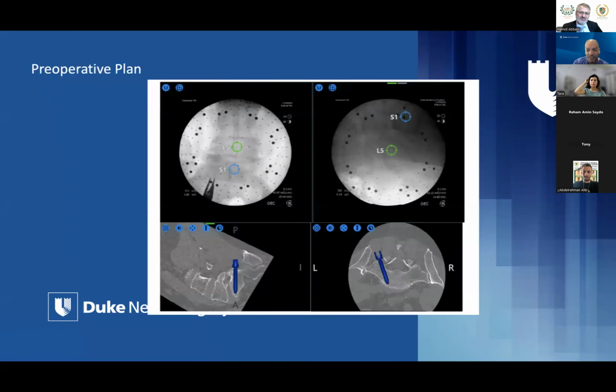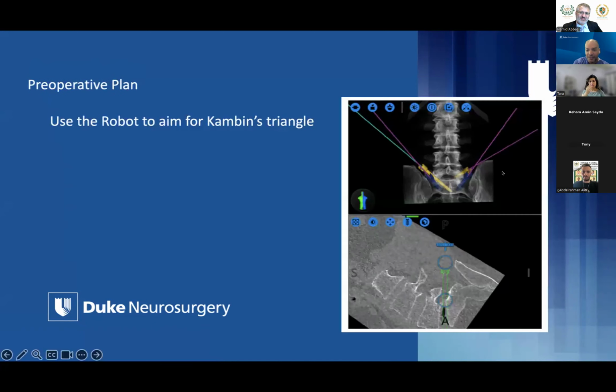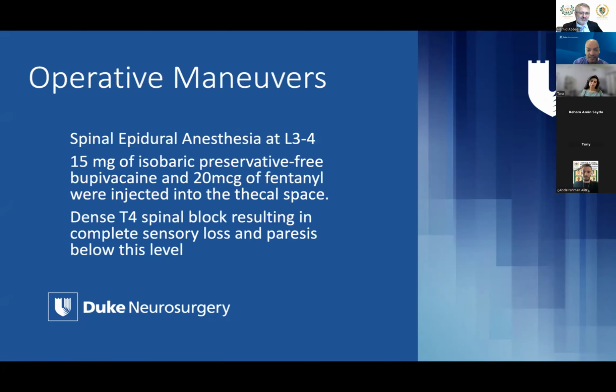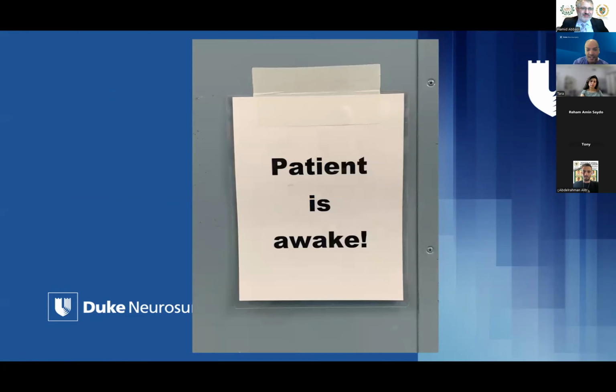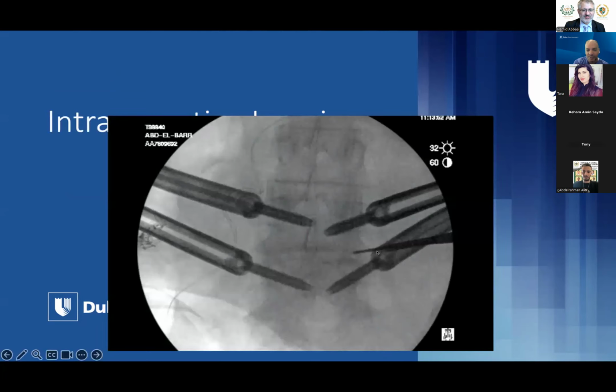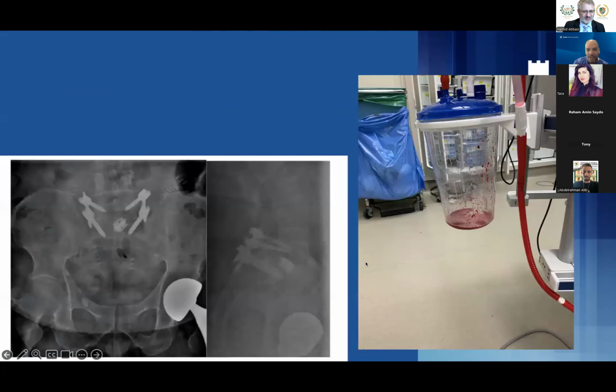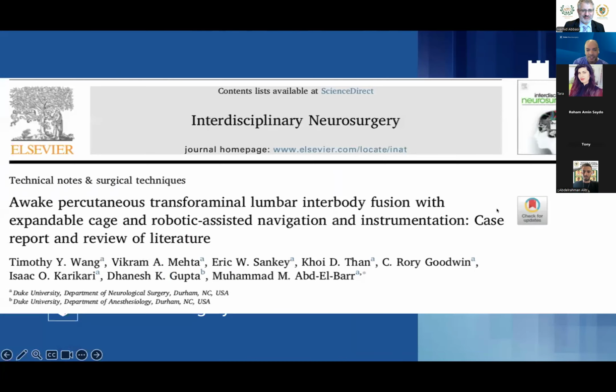We put the screws percutaneously, and then we used the planning software to enter into Kambin's triangle percutaneously. We did this under spinal anesthesia. We borrowed this from our awake craniotomy colleagues. Here we put the screws, and here we are getting into Kambin's triangle using the robot. You can see this was done with minimal blood loss, and the patient can go home the same day.